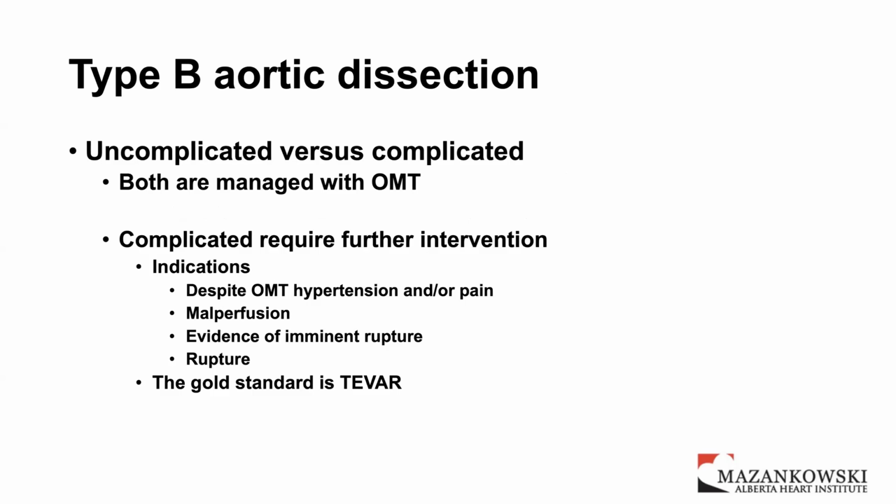Ultimately, for type B dissections, we're only interested in the complicated cases. Both get optimal medical therapy, but the ones that we're intervening on are going to be the complicated cases. If it's chronic, then it's no different than the aneurysmal degeneration that we talked about in the first section. So patients that, despite OMT, optimal medical therapy, are hypertensive, having ongoing pain, evidence of malperfusion, imminent rupture, or they've ruptured, they need something done.